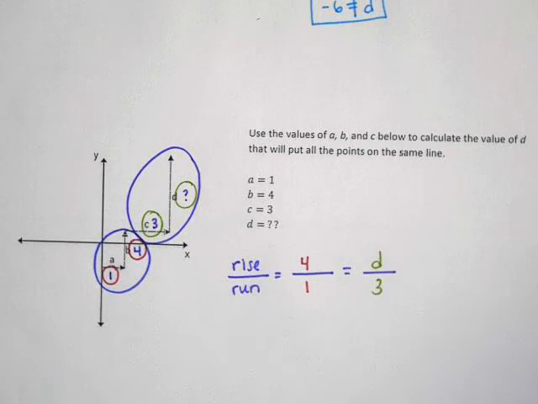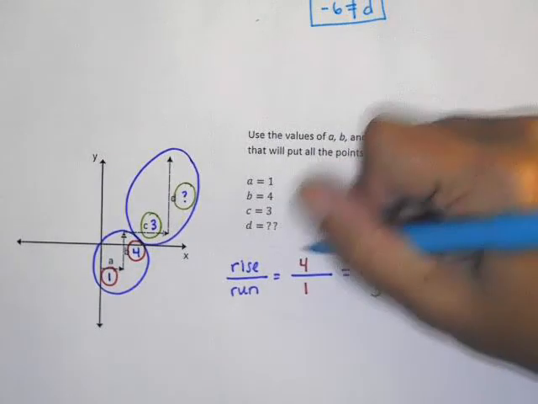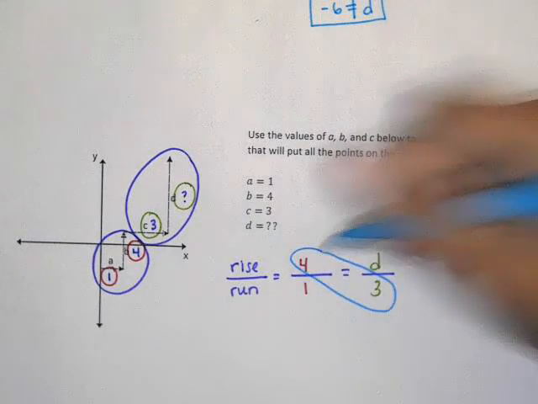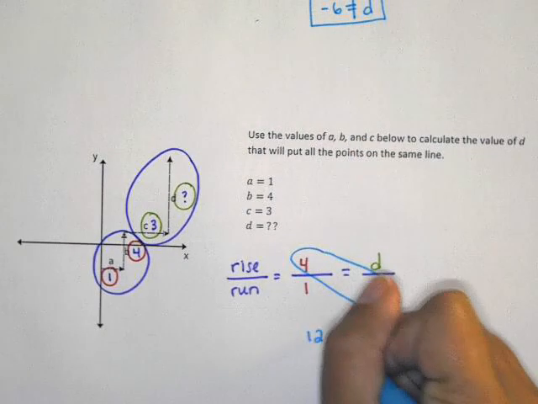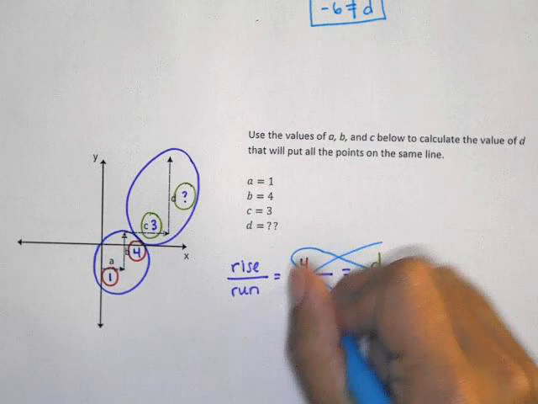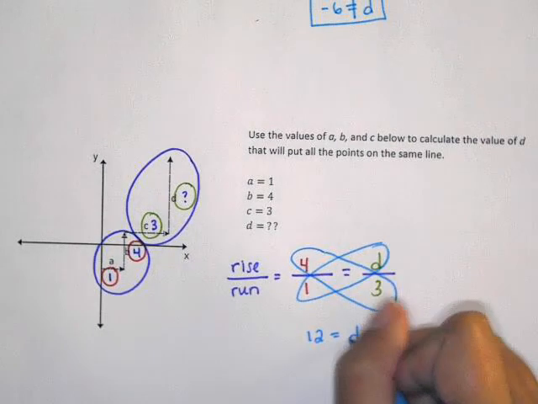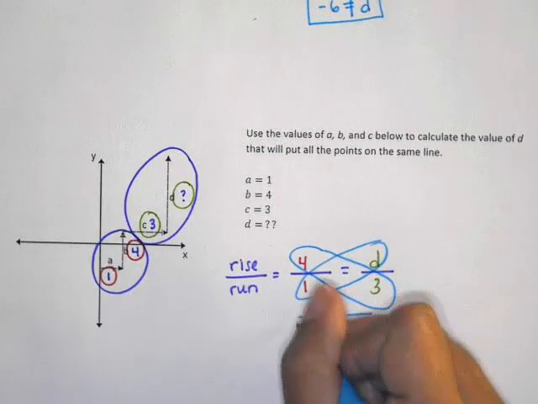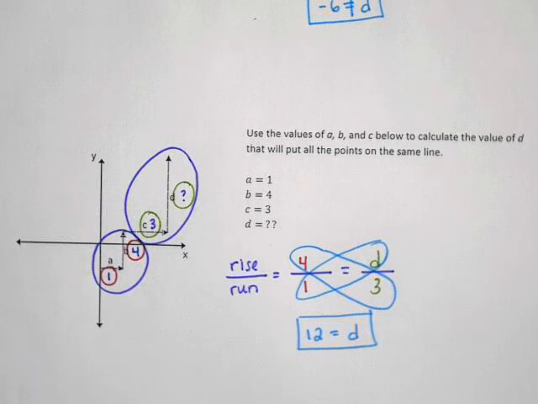As soon as you get all of those numbers filled in, we can just cross multiply. So 4 times 3 is 12. 1 times D is just D. And because the D is by itself already, we don't need to solve. We're done.